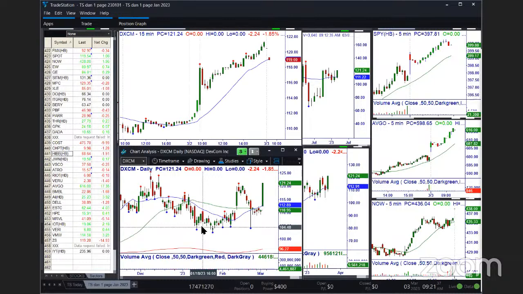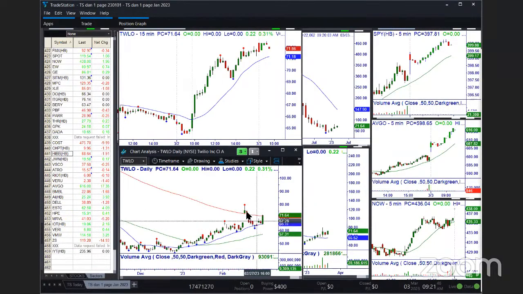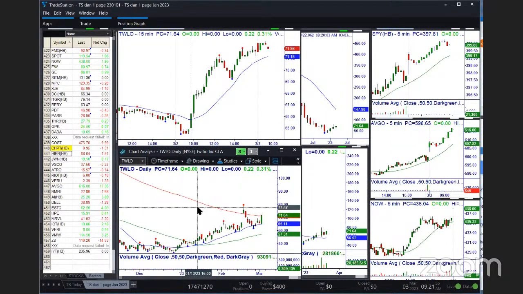DXCM, that's a big bar. I don't know what to do with it now, Thomas. Talking about big bars, look at this Twilio yesterday morning. Remember I said I was keeping it on my list to look for some type of retest pattern? And boom. Wow. That came out of the gate flying.